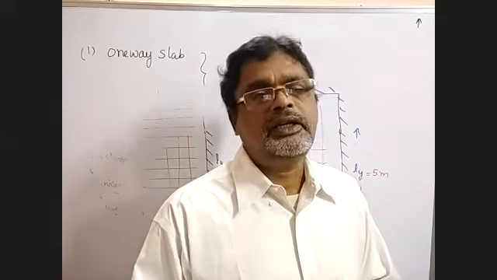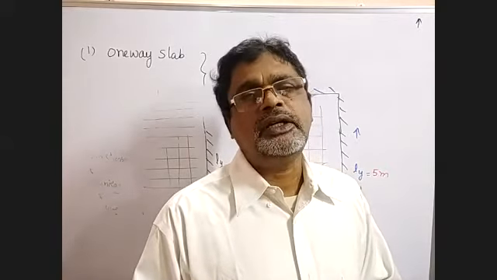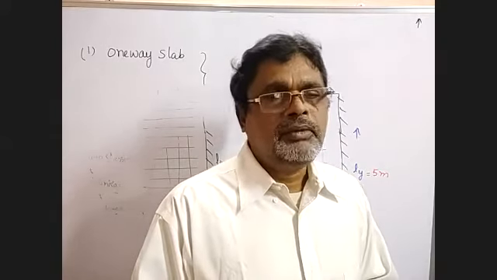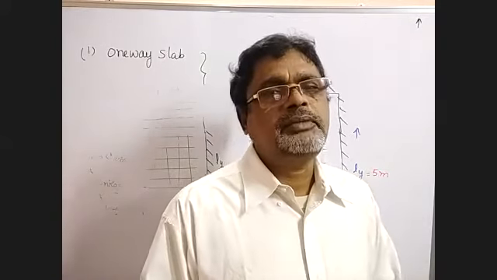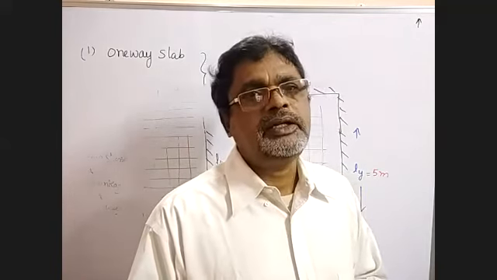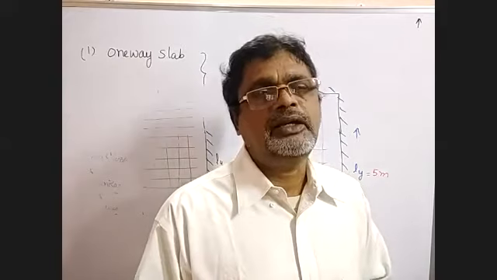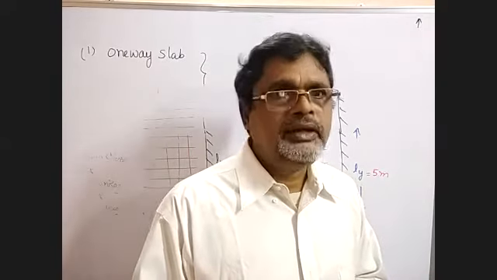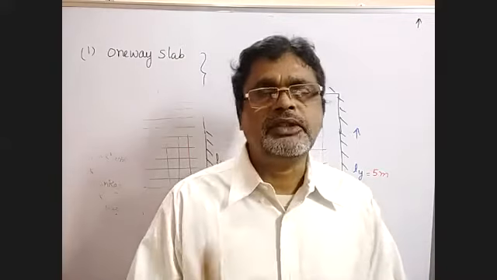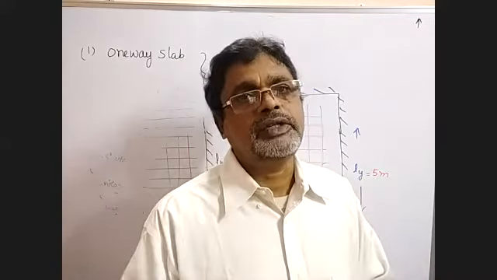Maybe the slab area is only 1000 to 2000 SFT, square feet. But for larger buildings like college buildings and commercial buildings, when the span and the area are more, then you have to design the slab separately, whether this is a simply supported one-way slab or two-way slab.